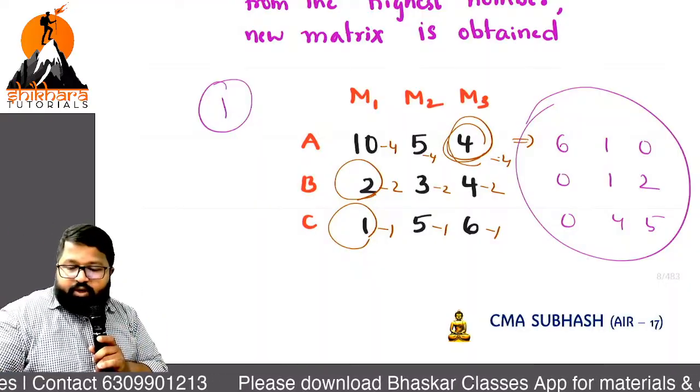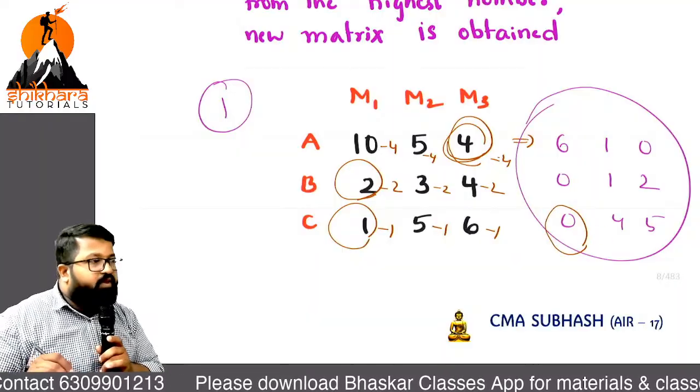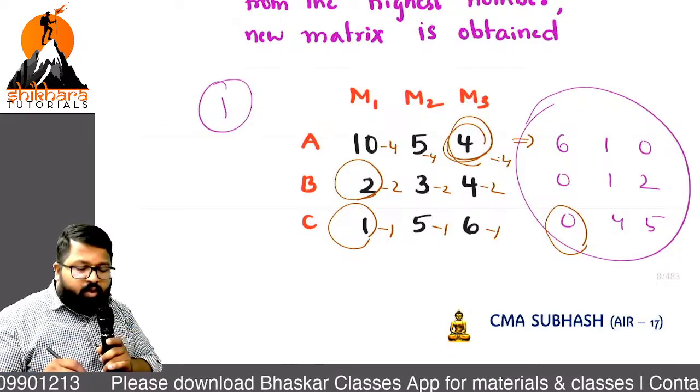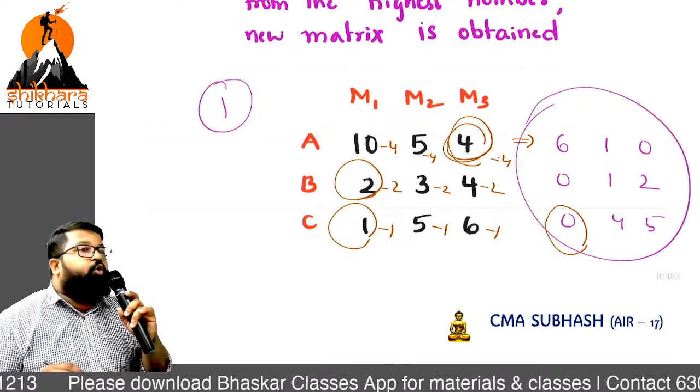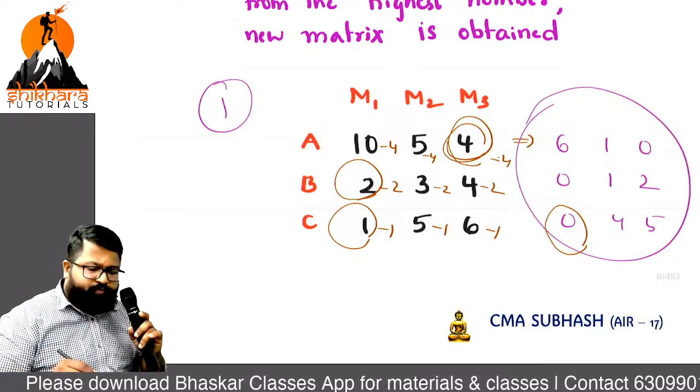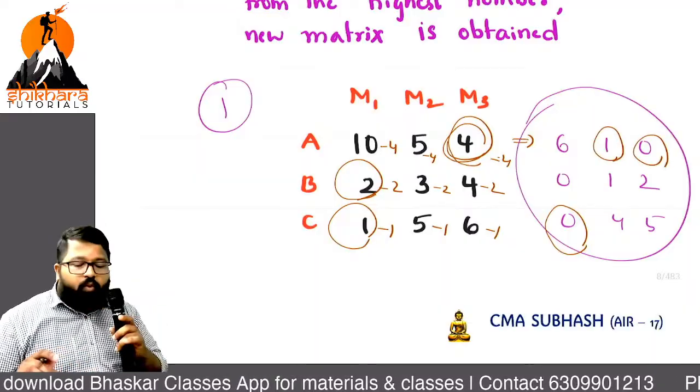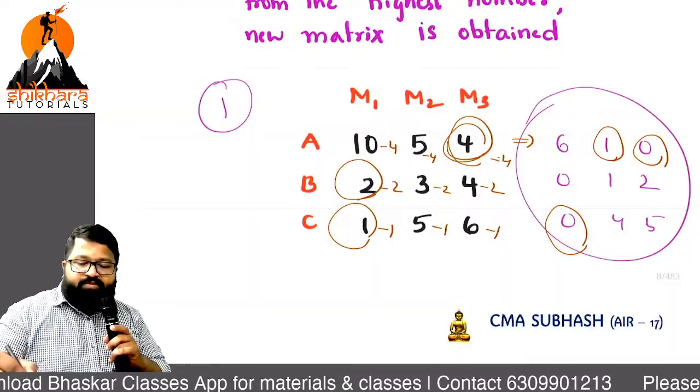Can you tell the least number of the first column? Sir, there are 2 zeros. Any 0 is fine now, no issues. What about the next column? There are 2 ones. Any one is preferable, no issue. What about the third column? 0. What will be the resultant matrix in this case?